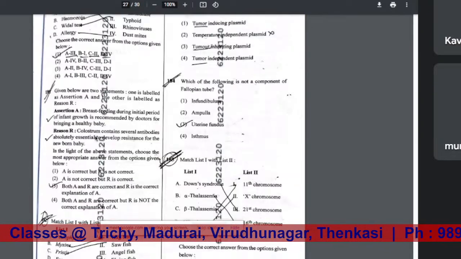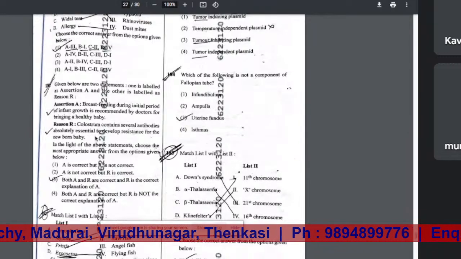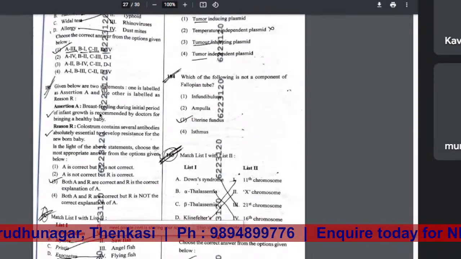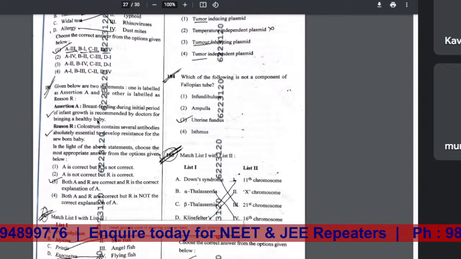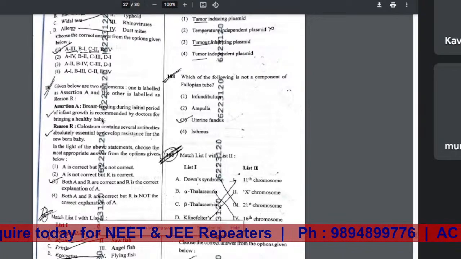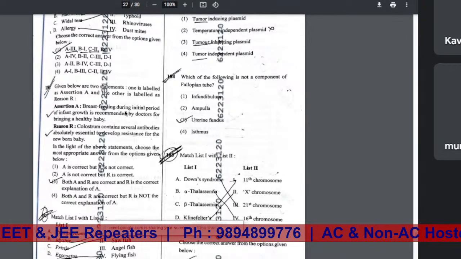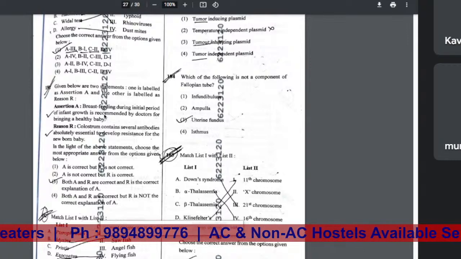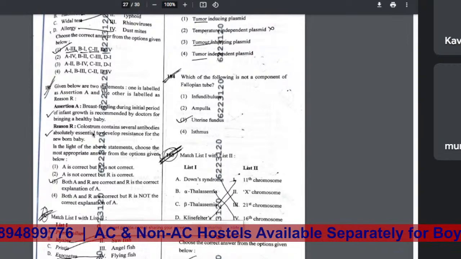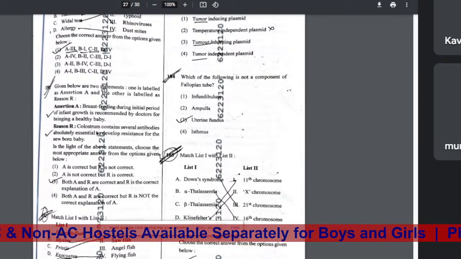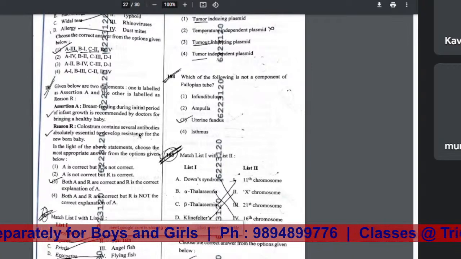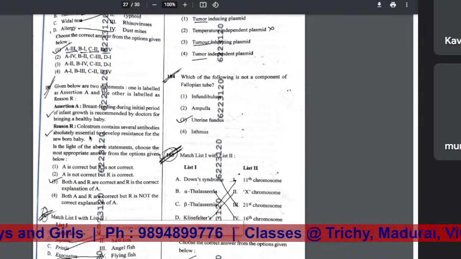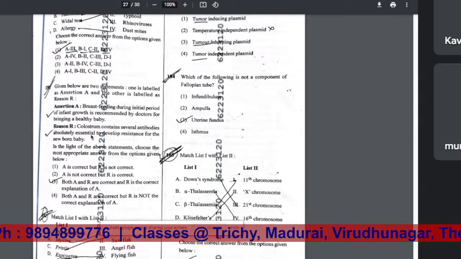And again, moving on to the 181st question: breastfeeding during the initial period of infant growth is recommended by doctors for bringing up a healthy baby. This is a very correct statement. Breastfeeding is something which doctors recommend for infants. And the reason that they have quoted is that colostrum contains several antibodies absolutely essential to develop resistance for the newborn baby, which is also correct.